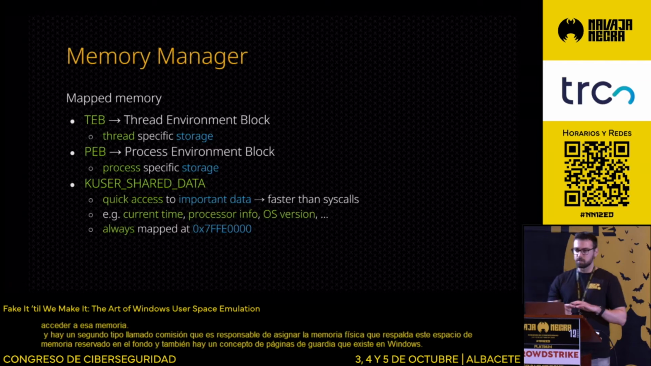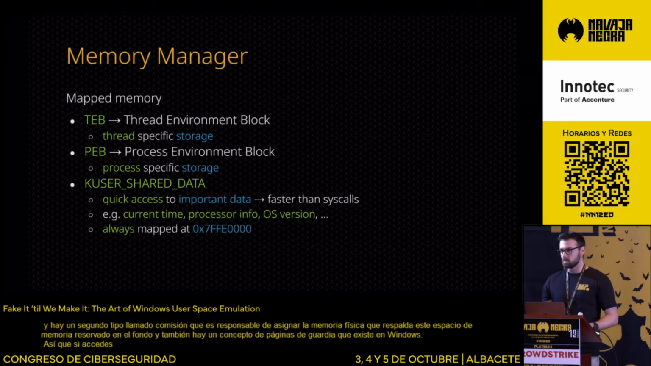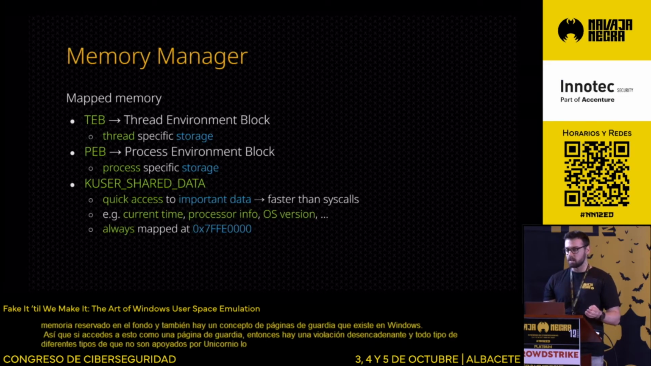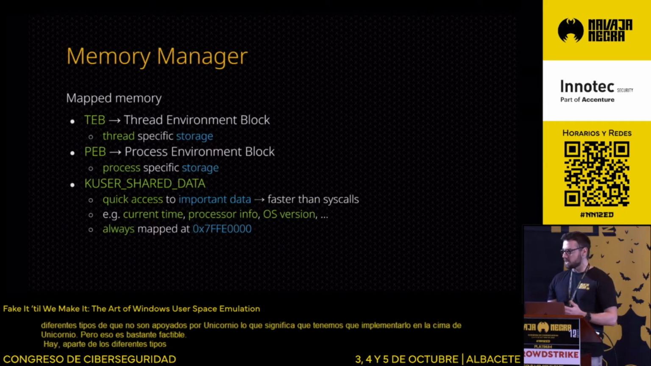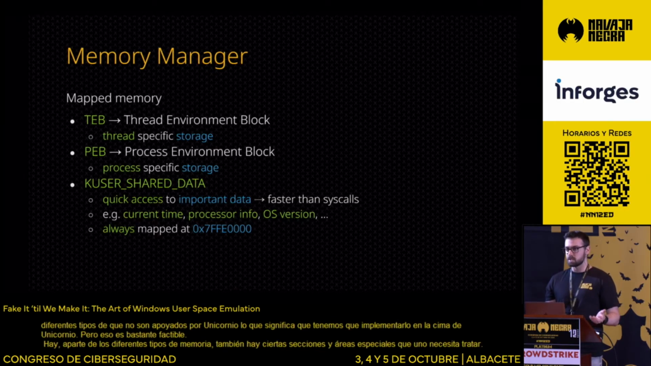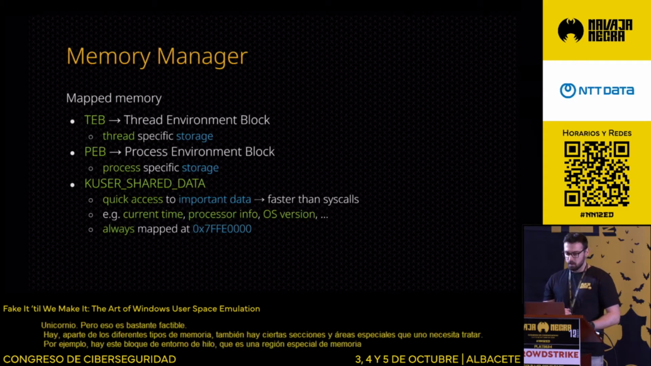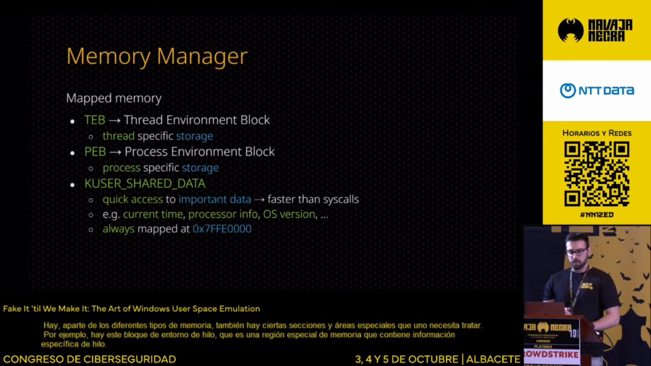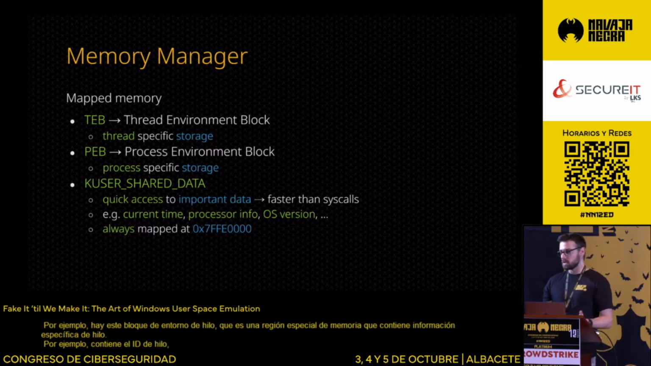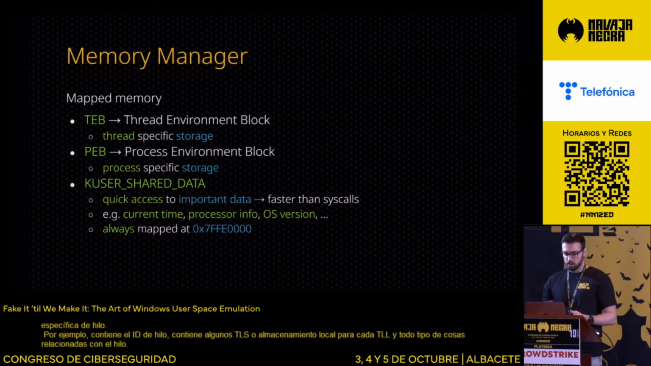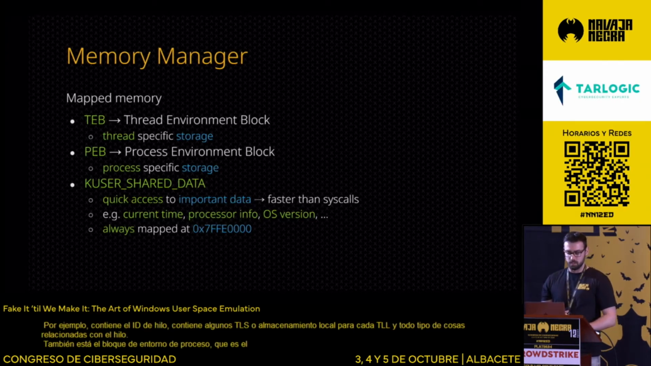But apart from the different types of memory, there are also certain sections and special areas that one needs to deal with. For example, there is the thread environment block, which is a special region of memory that contains thread-specific information. For example, it contains the thread ID, it contains some TLS, so thread-local storage for each DLL, and all sorts of thread-related things. There is also the process environment block, which is the same just for the entire process. So it contains the command line information. It also contains a list of all loaded DLLs and all sorts of process-related things.